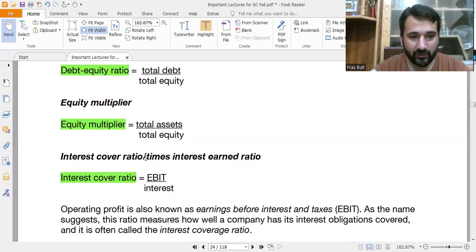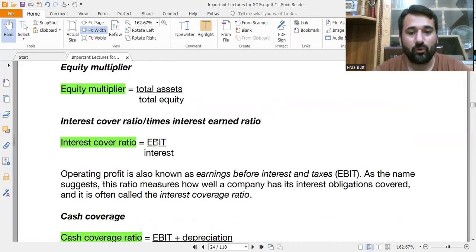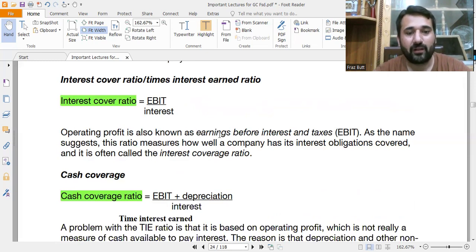And the next one is interest cover ratio or time interest earned ratio. Interest cover ratio is earning before interest and taxes, EBIT, divided by the interest. So you have to get the earning before interest and tax, and you have to divide it by the interest, so you will get the interest cover ratio. Operating profit is also this EBIT. This is also known as operating profit. So operating profit is also known as earning before interest and tax. When you have not paid the tax and you have not paid the interest, that is called your operating profit. This is another important term. You have to keep it in mind.